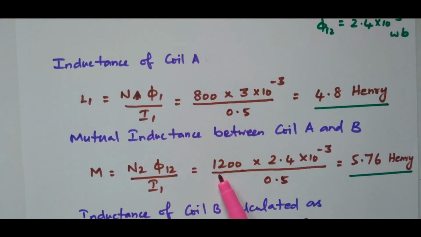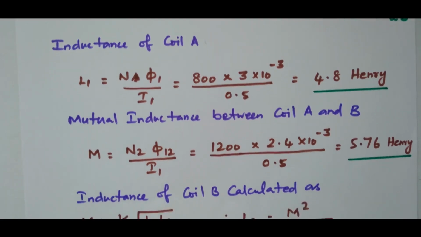So N2 is 1200 into phi 12, which is 80%, that is 2.4 into 10 to the power minus 3, divided by the current 0.5. So that is equal to 5.76 Henry. The mutual inductance between coil A and B is 5.76. Now we have the value of L1 and M. We need to find L2. We know one more value, the coefficient of coupling K is available. So from the coefficient of coupling we can find the L2 value.